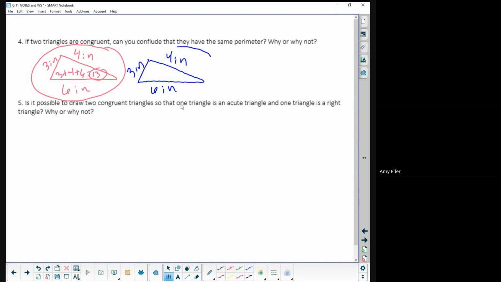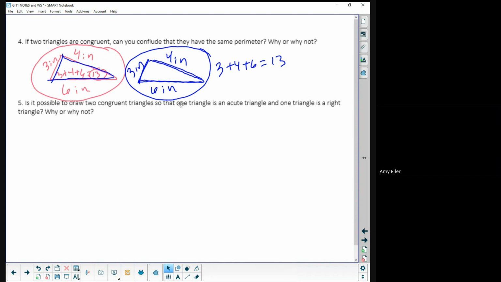How do I get the perimeter over here? I add all the sides. 3 plus 4 plus 6. Won't I always be adding the same 3 numbers? So if this triangle has 3 sides, and this triangle has the same 3 side lengths, and perimeter is just adding up the sides, and they happen to be the same, then yes, the perimeter is always going to be the same. Go ahead and summarize that.